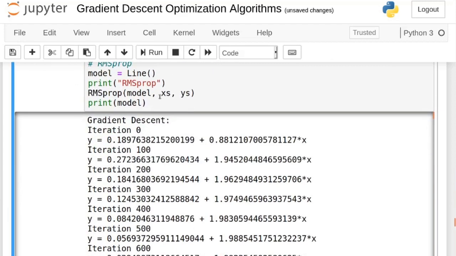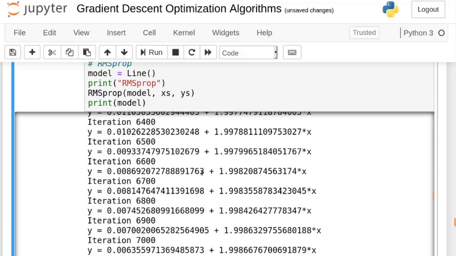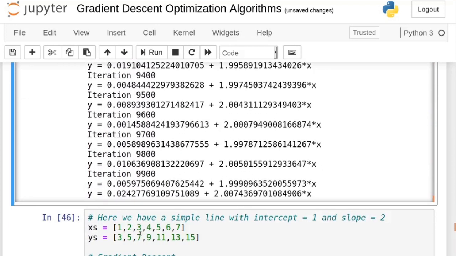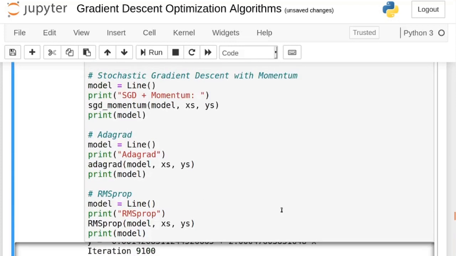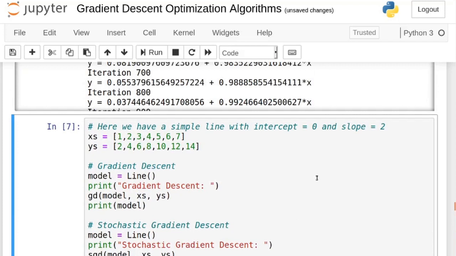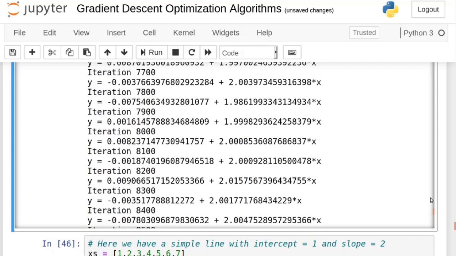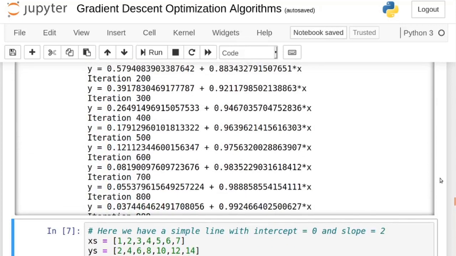Let's take a look at all of them. Let's just look at the RMSProp. So we should get 0 plus 1x. And that's what we get. Wait, where am I? Yeah, this is 0 and 2. Sorry, I messed up. So we should get 0 and 2, which is what we get. I think 0 and 1 was above. Yeah, it's this one.